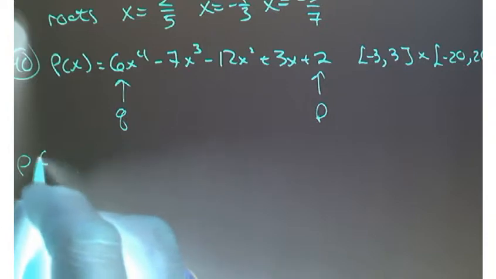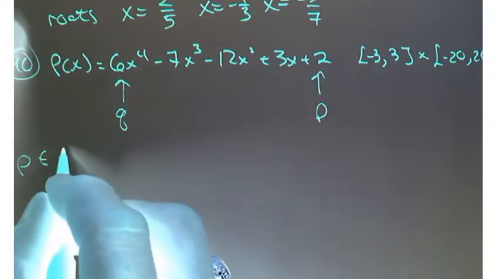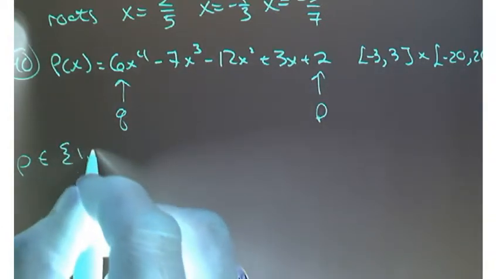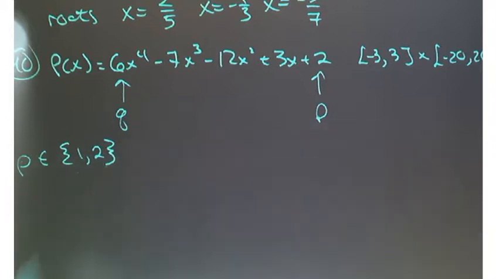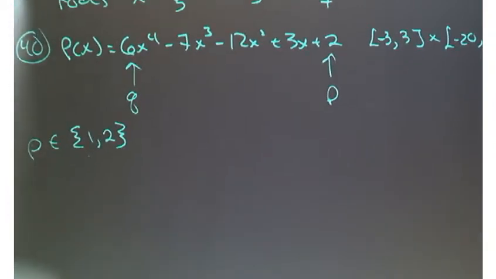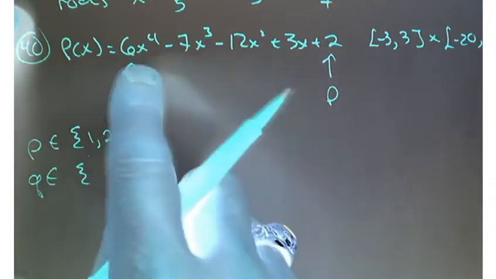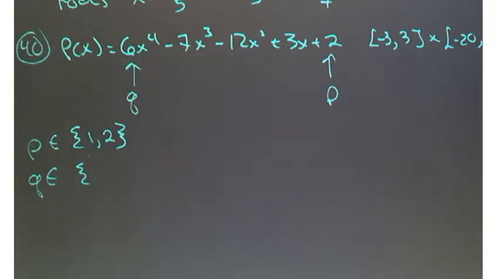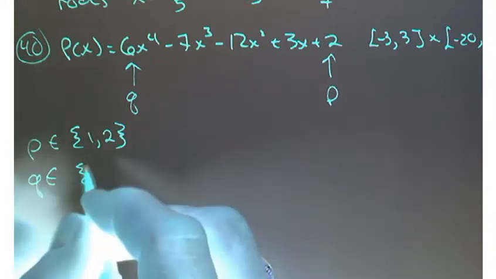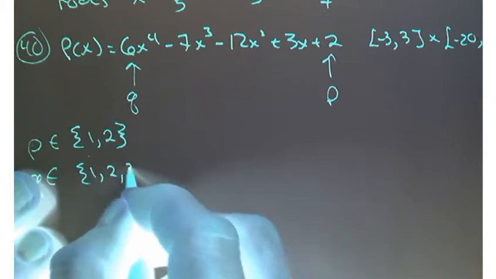P is going to come from the set of factors of 2. So that's a mercifully short list, especially compared to our last problem. And likewise with Q. Q is one of the factors of 6. What are the different factors of 6? 1, 2, 3, and 6. Good. You need to list all of them. So 1, 2, 3, and 6.